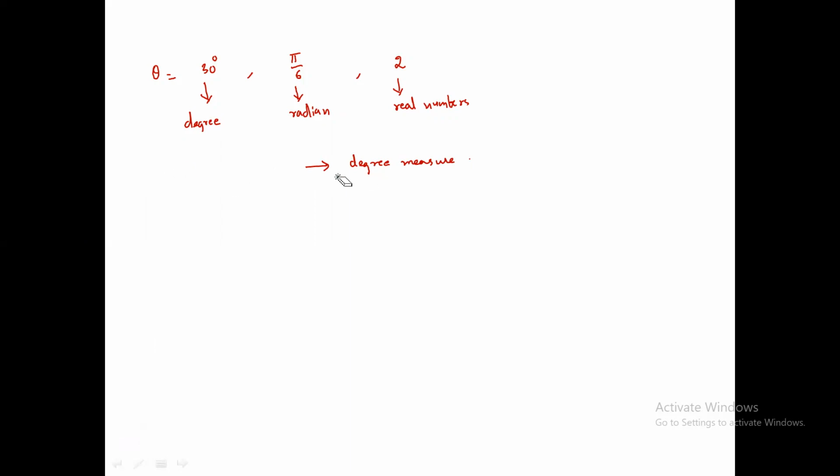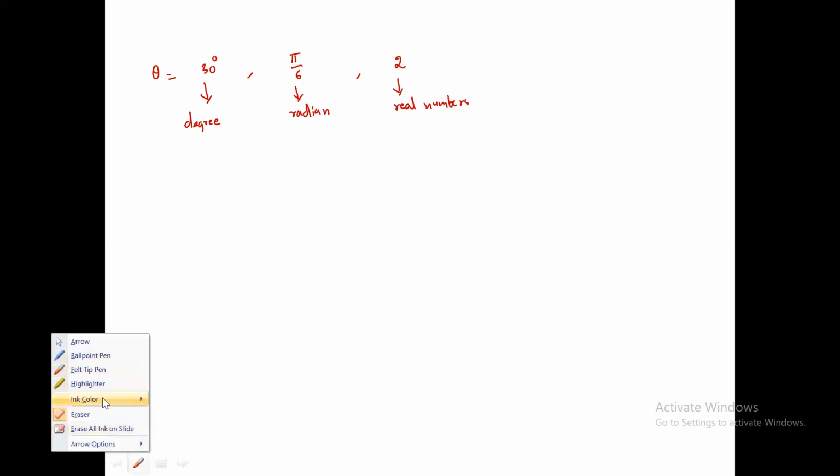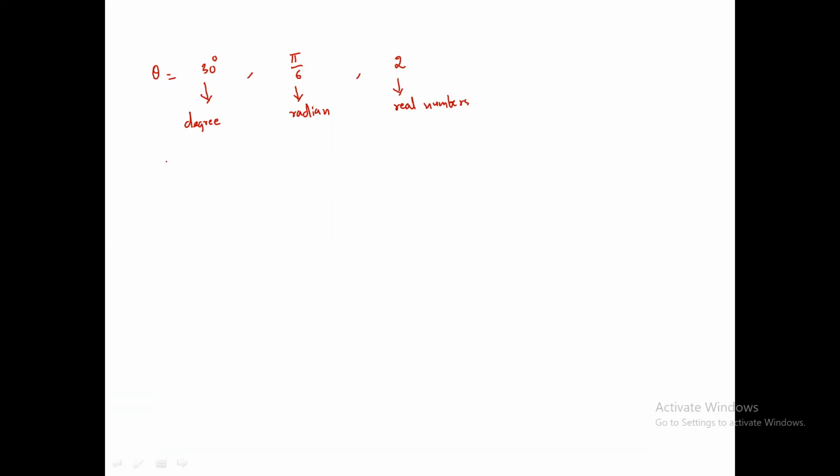So first thing you have to learn here is, you have to remember these things. 2 pi means 360 degrees. Pi means 180 degrees. Pi by 2 means 90 degrees. And 3 pi by 2 means 3 into 90, that is 270. These are the basic things which you have to remember. Don't forget.